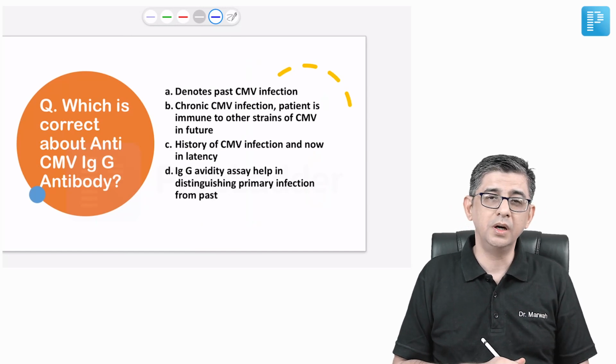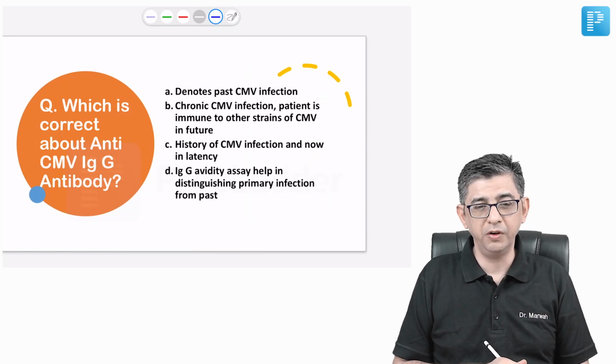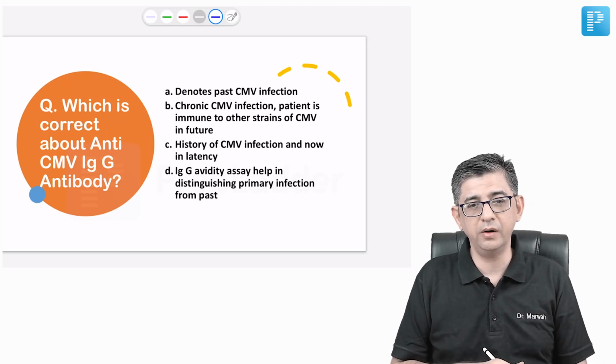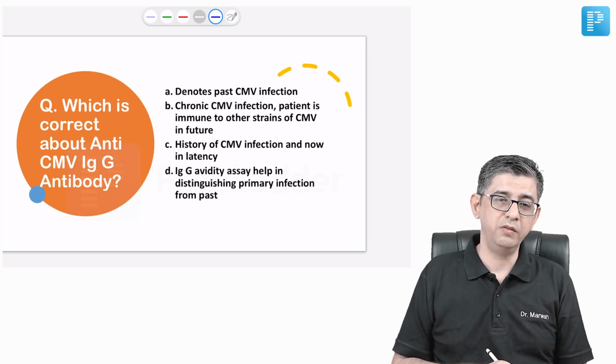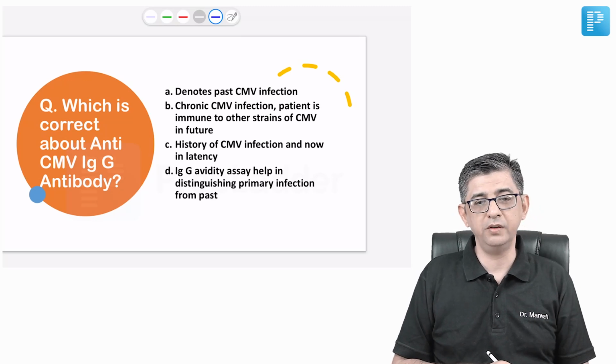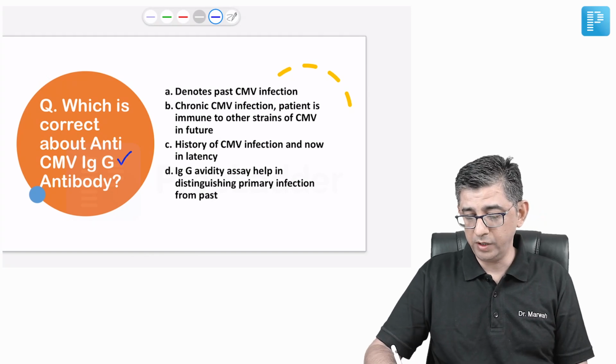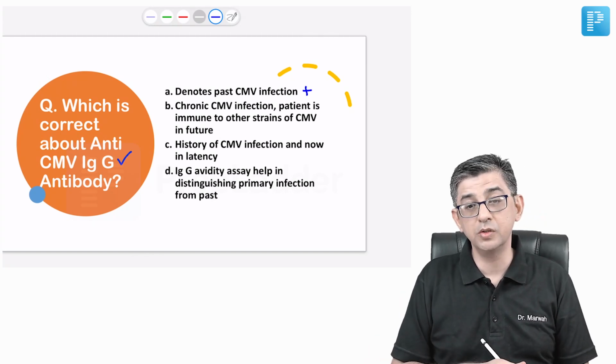The subsequent question, I was having a very significant paucity of information for the options here, but finally I was able to get it right. He says, which of the following is correct about anti-cytomegalovirus IgG class of antibody? Now, every time there's an IgG class of antibody, it definitely indicates a past infection, so this is okay.